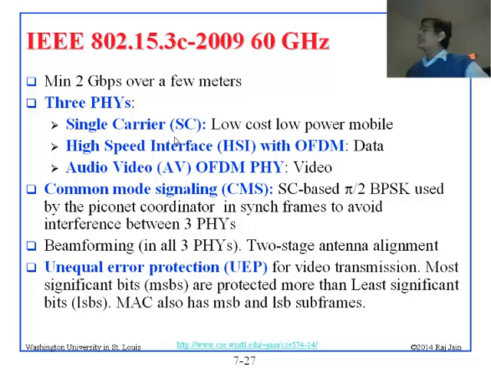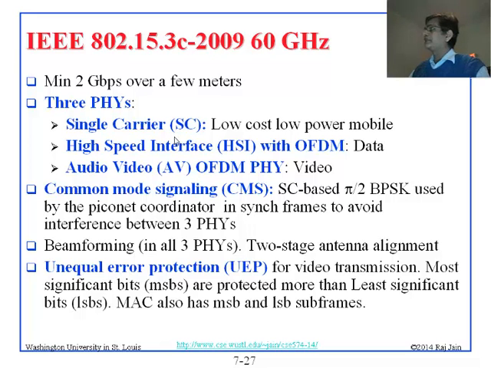Common mode signaling is basically this: if you have devices of all these different kinds, they have to be able to talk to each other. So that common thing is single carrier. Even if you're doing OFDM, you have to be able to do single carrier pi by 2 BPSK in the sync frames, so that you know what is going on. Now, what is pi by 2 BPSK? It's on the next slide. But basically the idea is there is something common that all three speak.